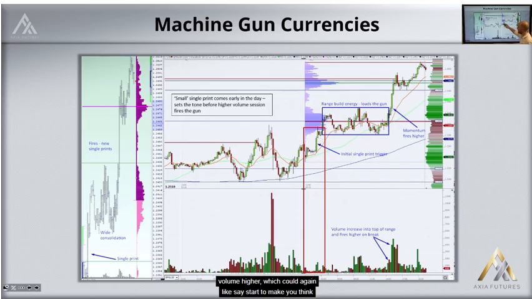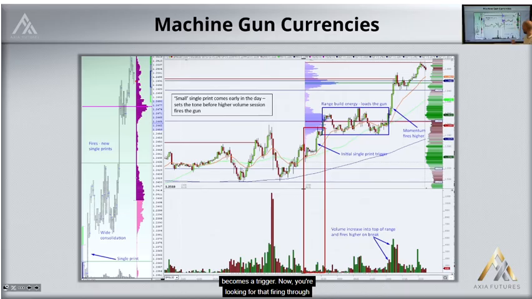We spend time building volume higher, which could, again, like I say, start to make you think, this is a P-shaped day, small liquidation. But the fact that the consolidation part of this P shape, if you will, is across a previous high suggests this isn't a liquidation. The liquidation would come on a break of the high, and that's not where it happens. The liquidation, if you will, is this bit. And so that becomes a trigger.